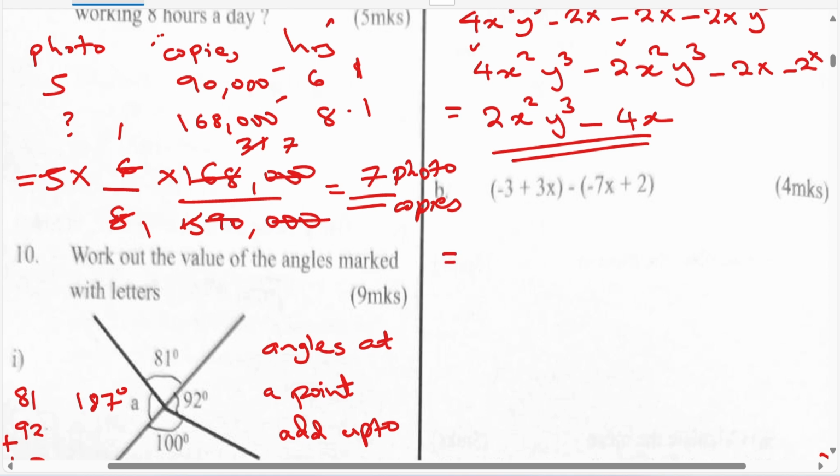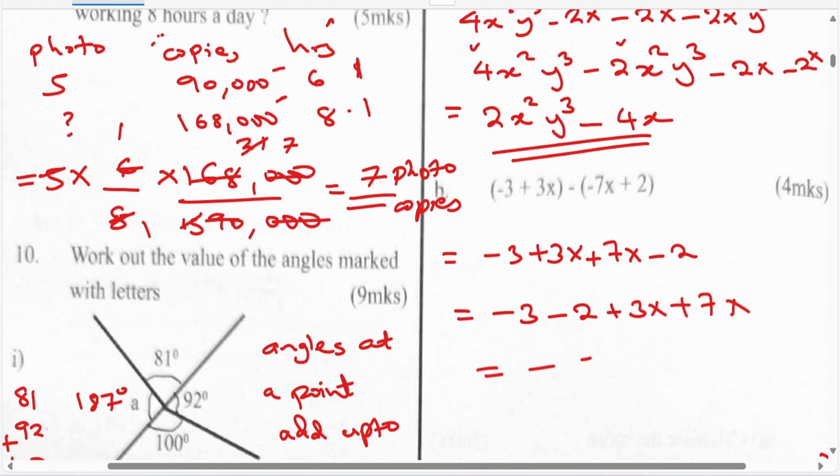If you open up the first one, it just remains the same thing, minus 3 plus 3x. But the second one, if you open up the bracket, it's a negative, itakuwa ni positive 7x, and the other one will become negative 2. So you just change the signs. Collect the like terms, so minus 3 minus 2 plus 3x plus 7x. So minus 3 minus 2 ni minus 5 plus 3x plus 7x is 10x. Either you can write it like this, or you can also write it like this. So whichever is correct. 4 marks tayari.